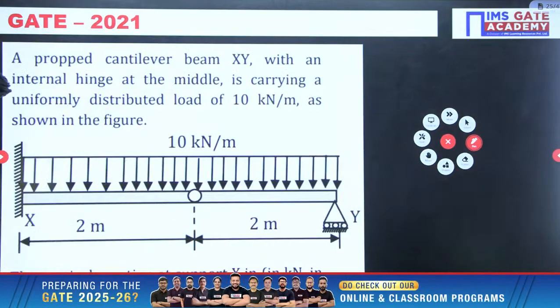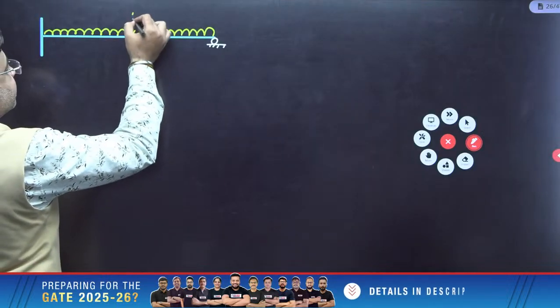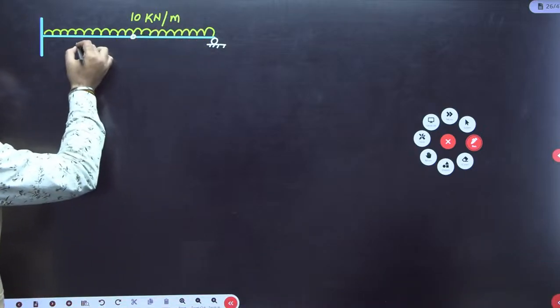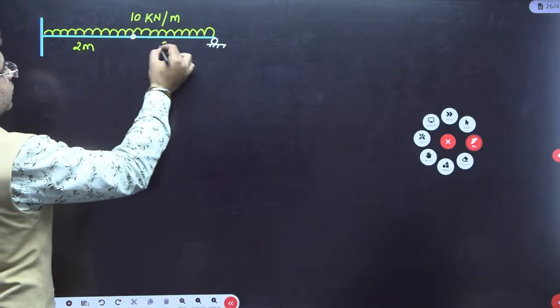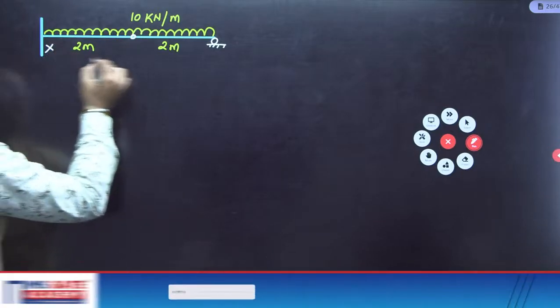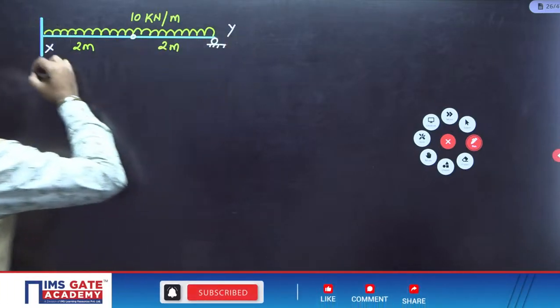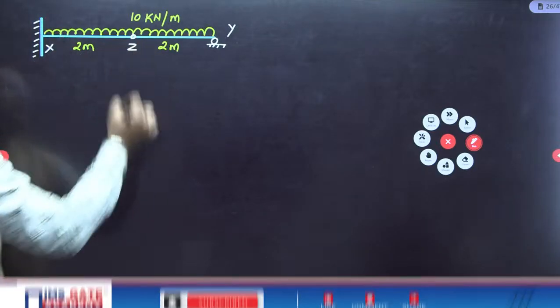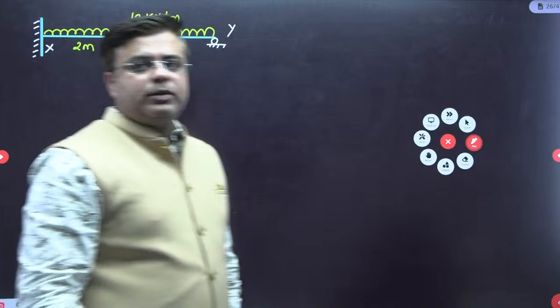10 kilonewton per meter. This is 2 meter, and this is also 2 meter. This is your x, this point is y. Let me take this point as z. Okay, sir. Now what is the problem here?